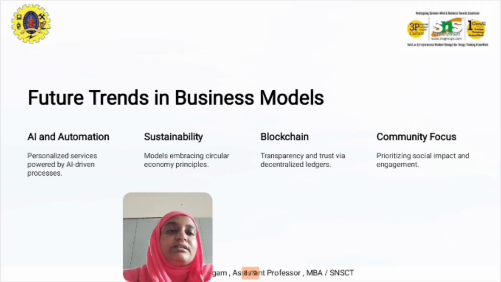Then community focus is prioritizing social impact and engagement. It talks about how your product will help society, meaning the public, how it can be marketed much more, and how the market could be expanded towards global as well. All this is talking about the community focus.